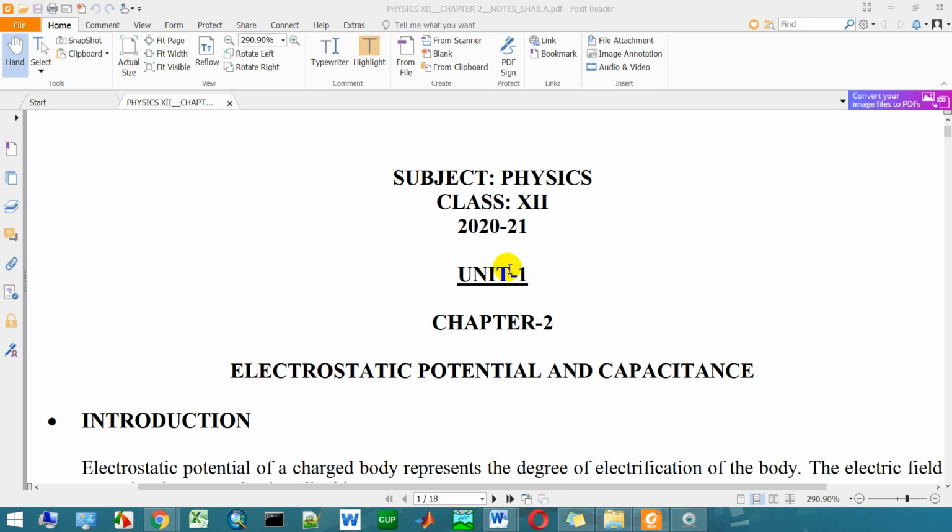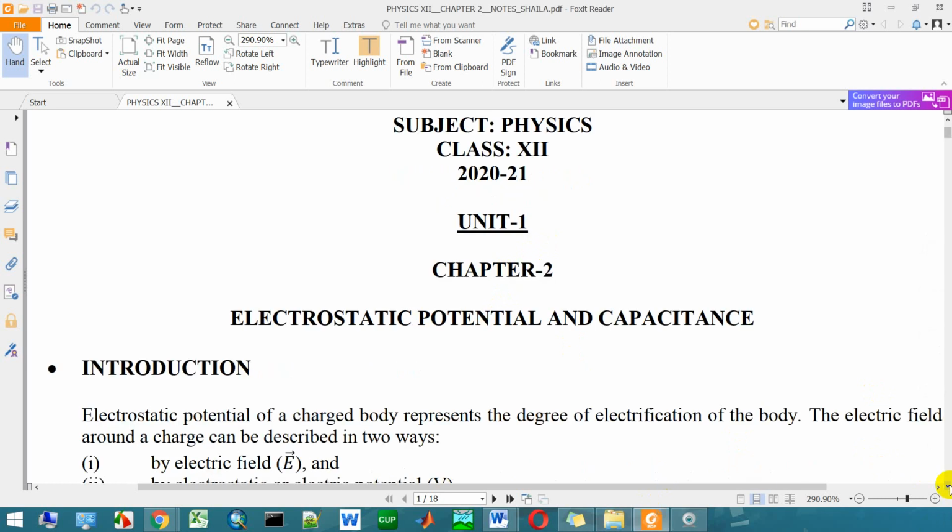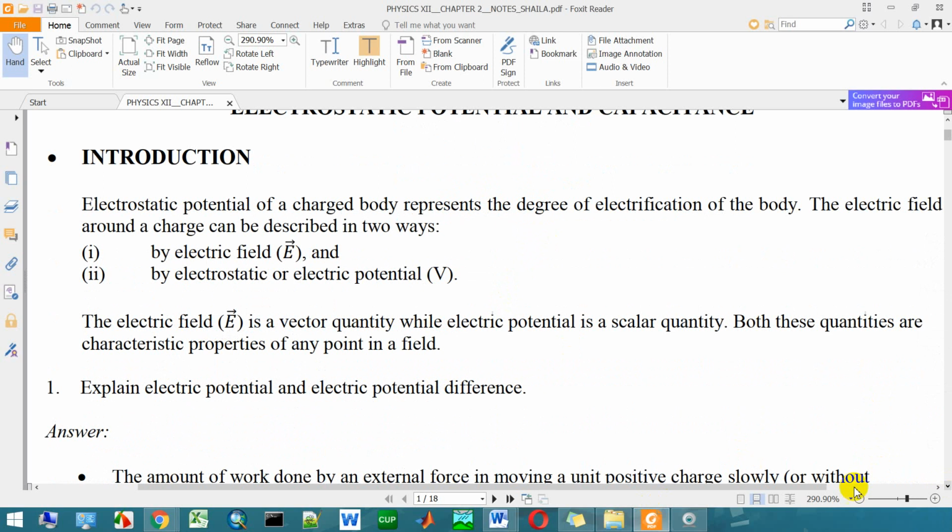Unit 1 and Chapter 2. It is about electrostatic potential and capacitance. Electrostatic potential represents the degree of electrification of the body.